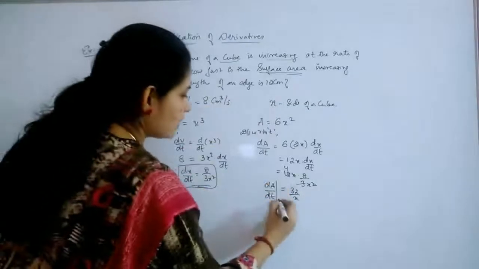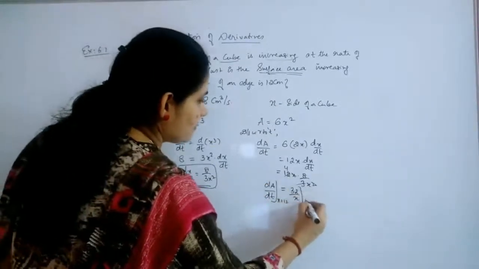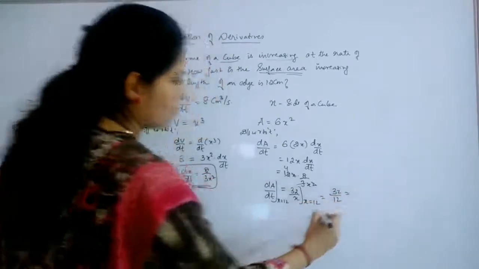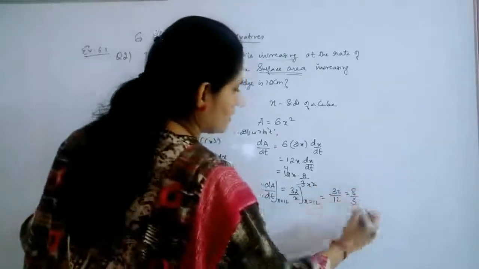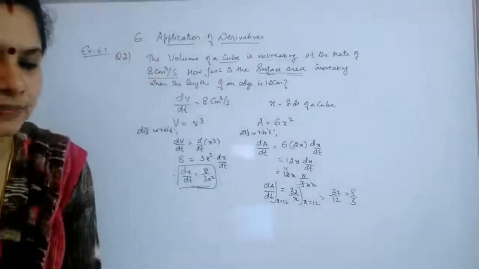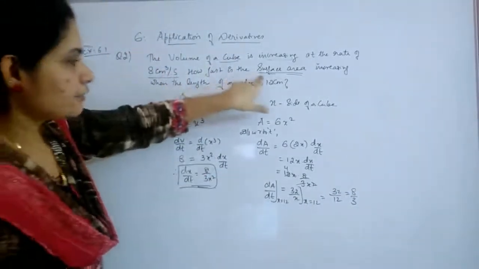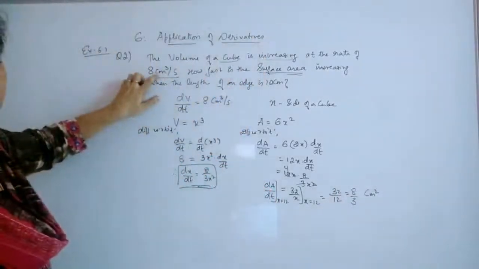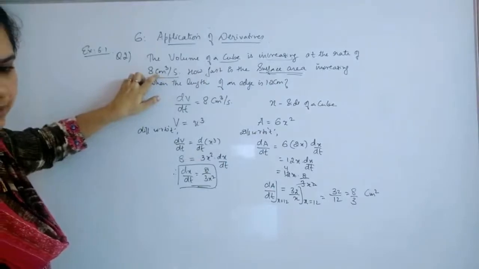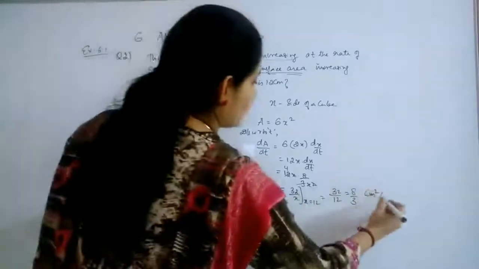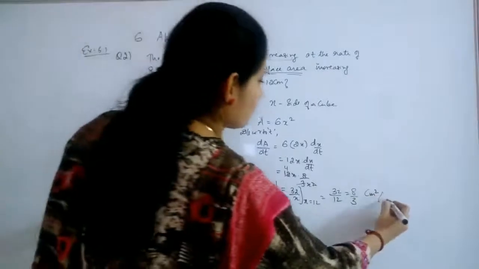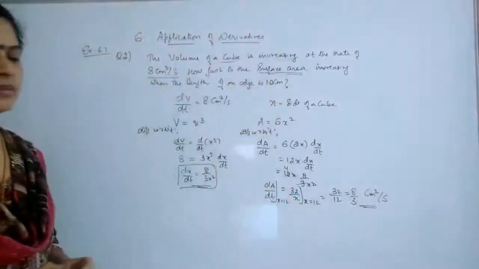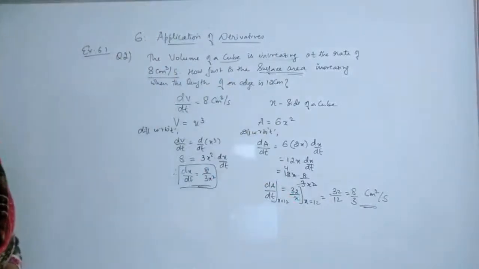So dA by dt when x is equal to 12 will be 32 by 12, which is 8 by 3. And what will be the unit of this? Here you have surface area, which will be centimeter square. So from here you will understand whether it is in centimeters or meters. Divided by 3 is your t, seconds. So it is centimeter square per second.